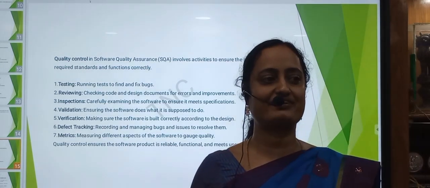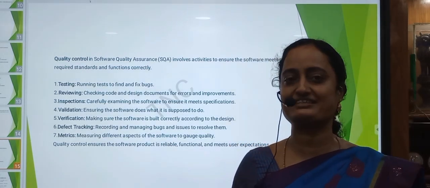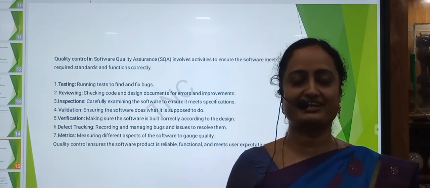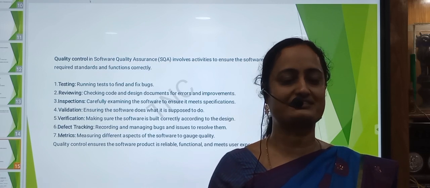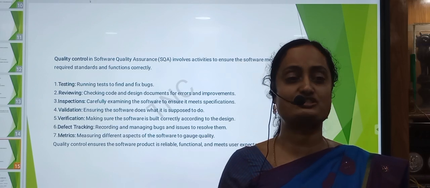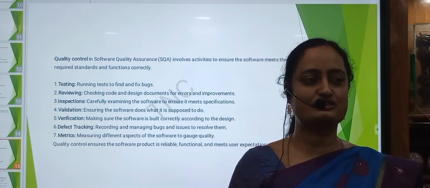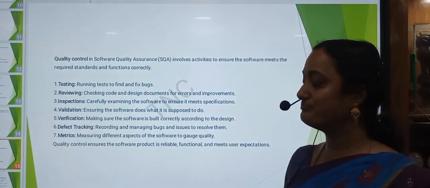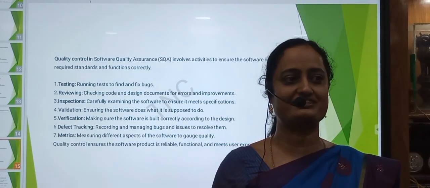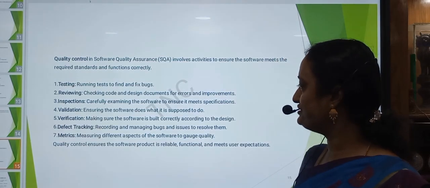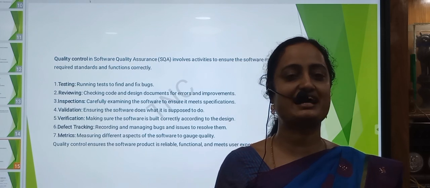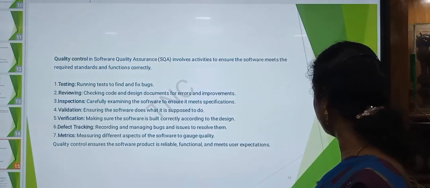Defect tracking. Suppose we have bugs, first we have to track them. How many bugs are there? Defect tracking is recording and managing bugs and their resolution. Next, metrics: measuring different aspects of software to gauge quality. So quality control ensures the software product is reliable, functional and meets user expectations.